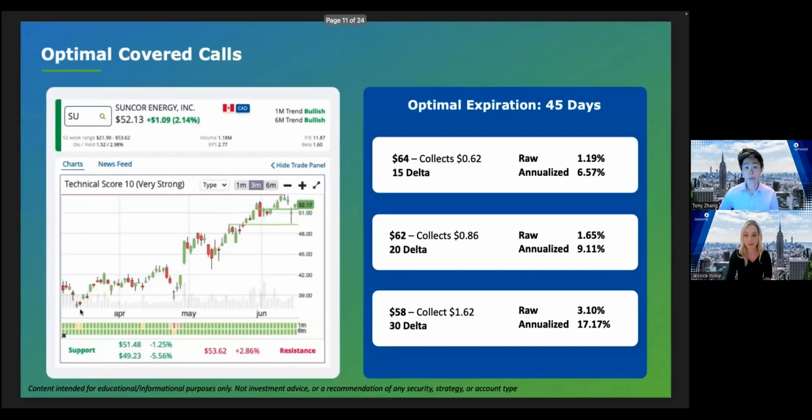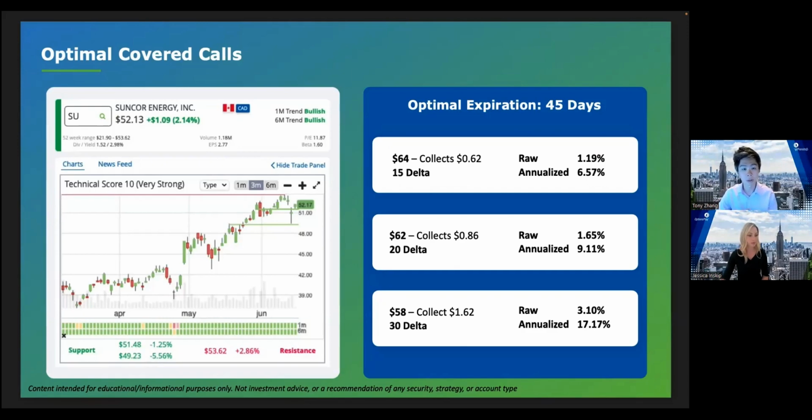So the next thing I want to pull up here is a real example of a covered call. And this is a bit of a thought experiment to get everyone thinking through the process of applying what you just learned. So I have a chart here on the left-hand side of Suncor Energy. At the time that we took the snapshot, it was trading around 52.13. Let's say you own this particular stock. You think it can continue to move higher because you like energy.